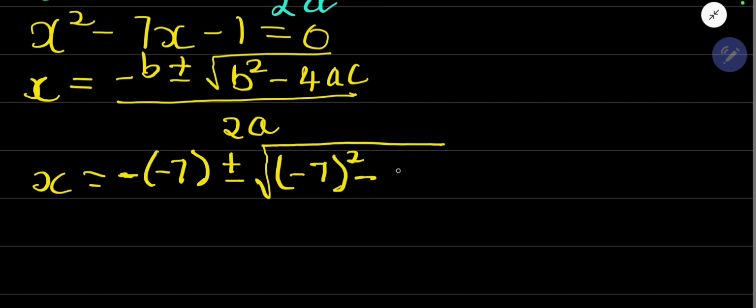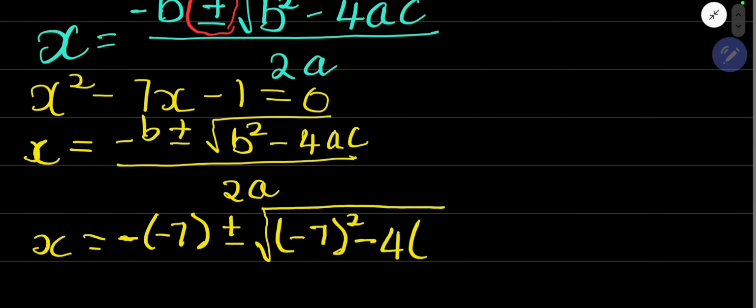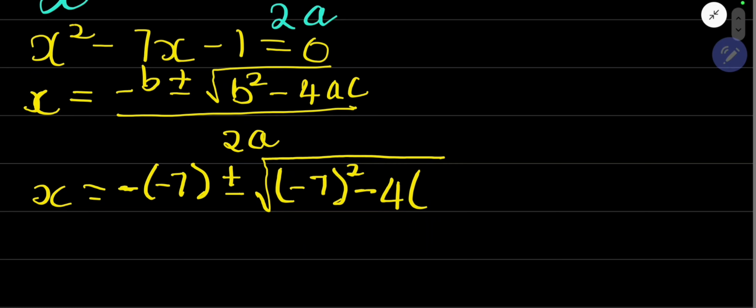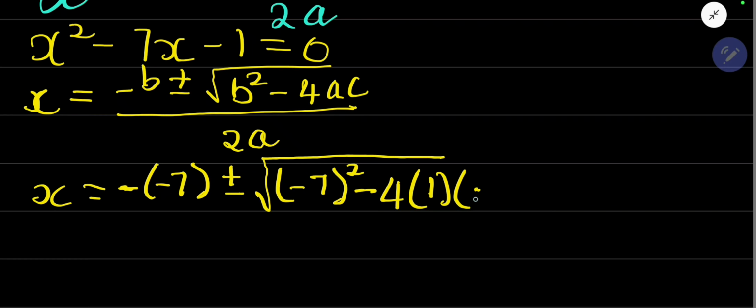Minus 4. What is our a? Our a is this part here. Can you guys see it? That part is how much? It is 1. We assume that it's 1, and then you open bracket. Now what is our c, guys? Our c is the constant there, which is minus 1.